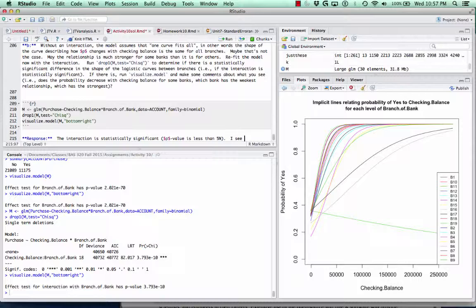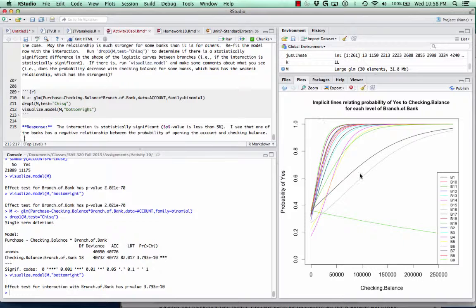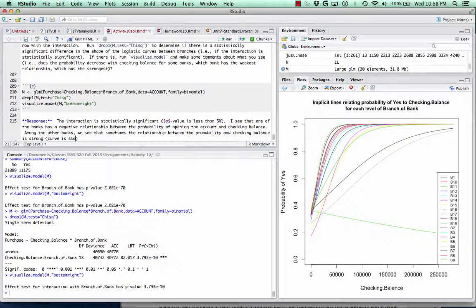I'm just going to say that I see that one of the banks has a negative relationship between the probability of opening the account and checking balance, whereas the rest of the banks have positive relationships. And I do see that some other banks have very strong relationships between checking balance and the probability of opening that account, a very steep logistic curve, whereas other ones are relatively shallow. So among the other banks, sometimes the relationship between the probability and checking balance is strong, the curve is steep, and sometimes it is weak. The curve changes slowly, let's say. So for that black and that gray line right there, it's changing pretty slowly.